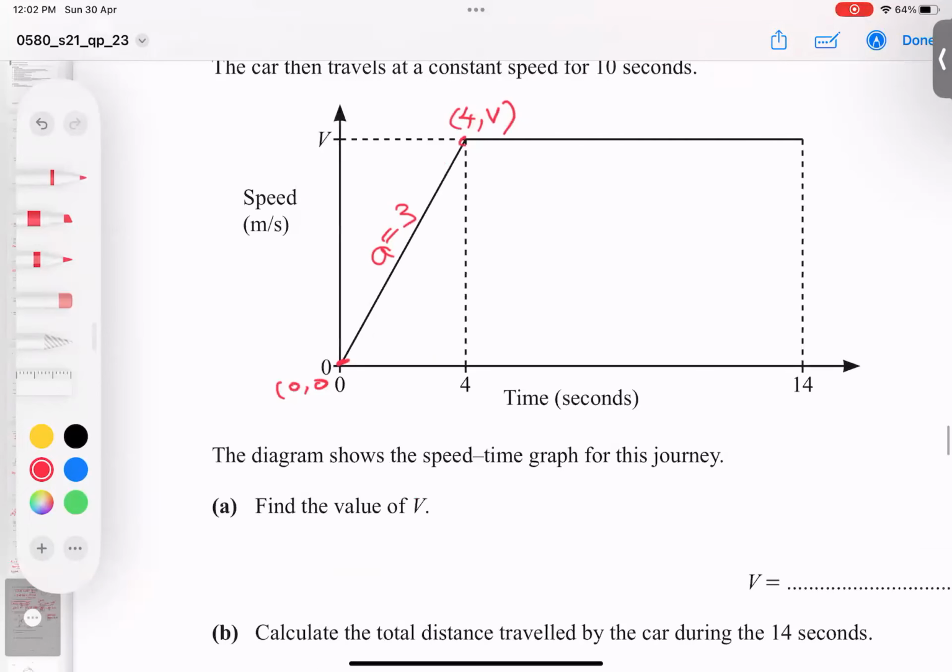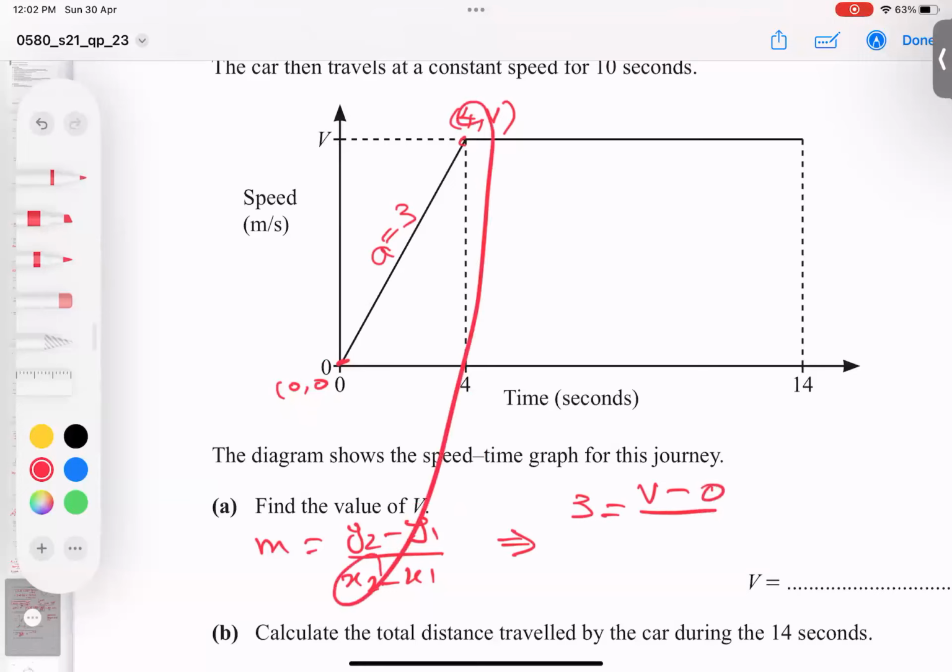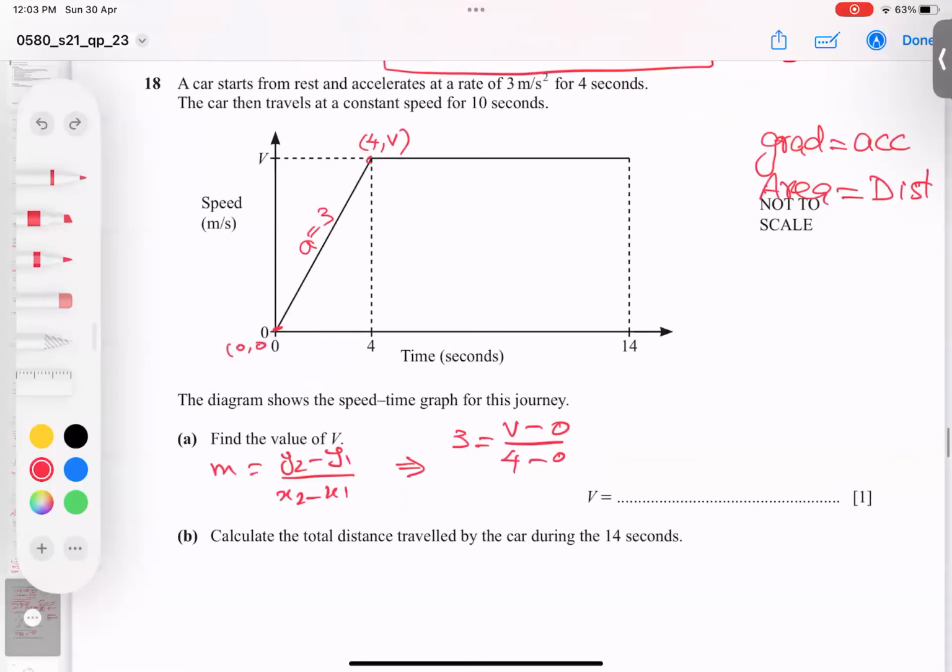So what is the gradient formula, students? The gradient formula is Y2 minus Y1 over X2 minus X1. So M value is 3. Y2 value is V. Y1 value is 0. X2 value is 4. X1 value is this 0. At the end, this 4 multiplied by the 3, and I got velocity equals 12. And I hope the point is very, very clear.